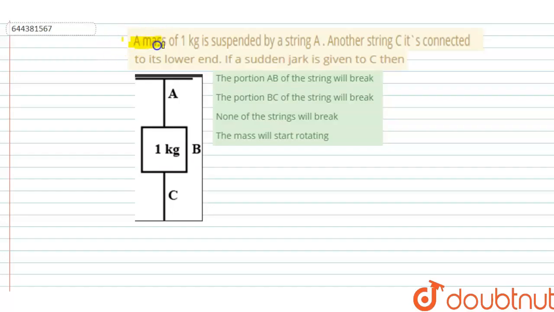In this question, a mass of 1 kg is suspended by a string A, and another string C is connected to its lower end. If a sudden jerk is given to C, then option A: the portion AB of the string will break. Option B: the portion BC of the string will break. Option C: none of the string will break. And option D: the mass will start rotating.